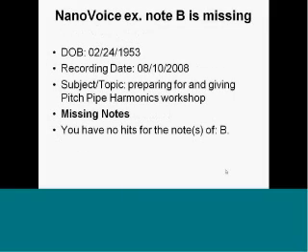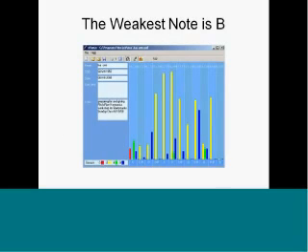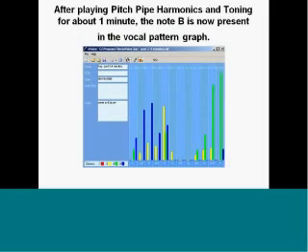This is an example of a before and after that we did. Actually, this is one of my voice prints where I was talking about preparing for this class, and everything came up except for the note B. So what I did then was I played the pitch pipe and toned for about a minute around the note B, and then we took another vocal print, and now you see there's plenty of the note B in that voice print. So we're able to say, okay, no B before, B after. We accomplished our mission.